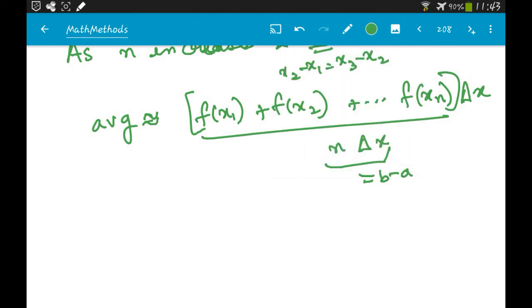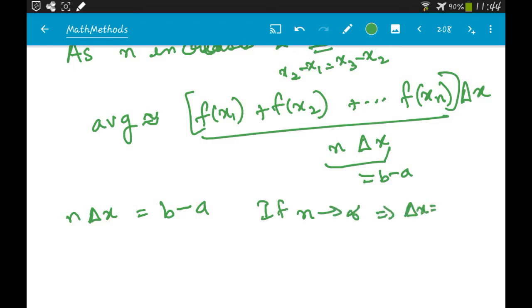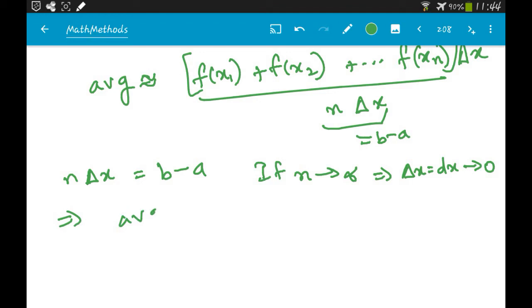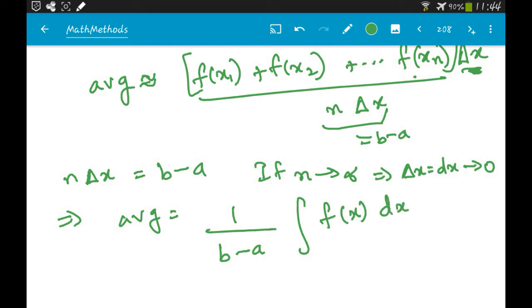So let's write it properly. n times delta x is nothing but b minus a. And if n tends to infinity, then obviously delta x, which is dx, tends to 0. Then the average becomes 1 by b minus a, and you are summing up all of these f of x1, f of x2, up to f of xn, multiplying with the small delta x, which is nothing but integration of f of x dx for a definite integral going from a to b. So this is your average.